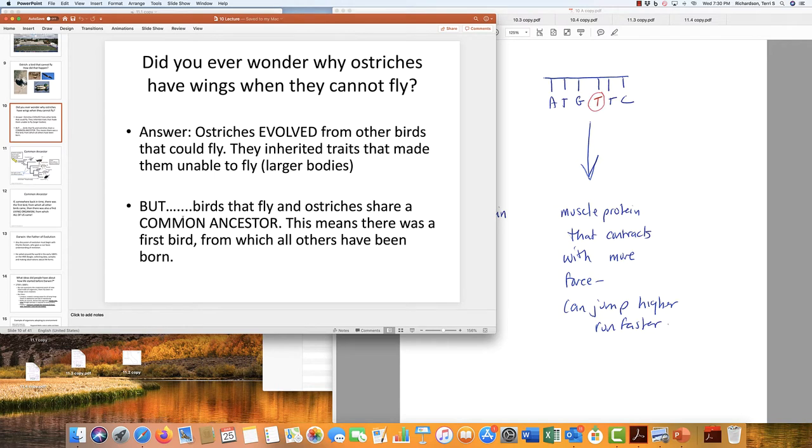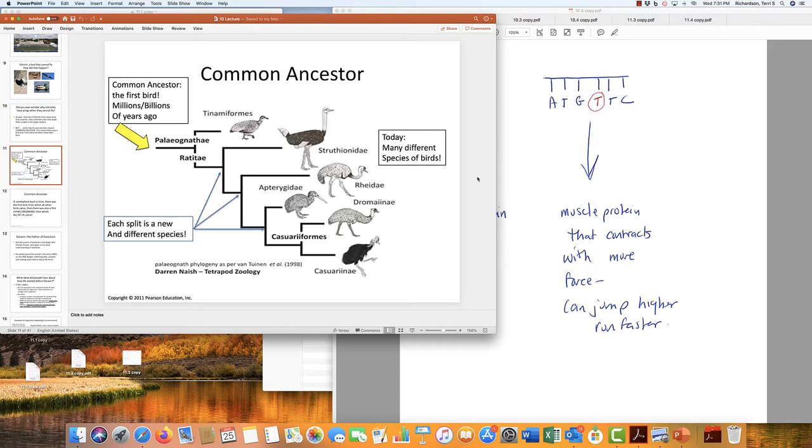But the idea here in evolution is that these ostriches and the birds that they evolved from share a common ancestor. And what that means is sometime, somewhere, back in time, there was the first bird, only one kind of bird, from which all others have come. And this is a picture that we usually show in biology classes to illustrate this idea of a common ancestor, the first bird. And millions, billions of years ago or whatever, there was one type of bird.